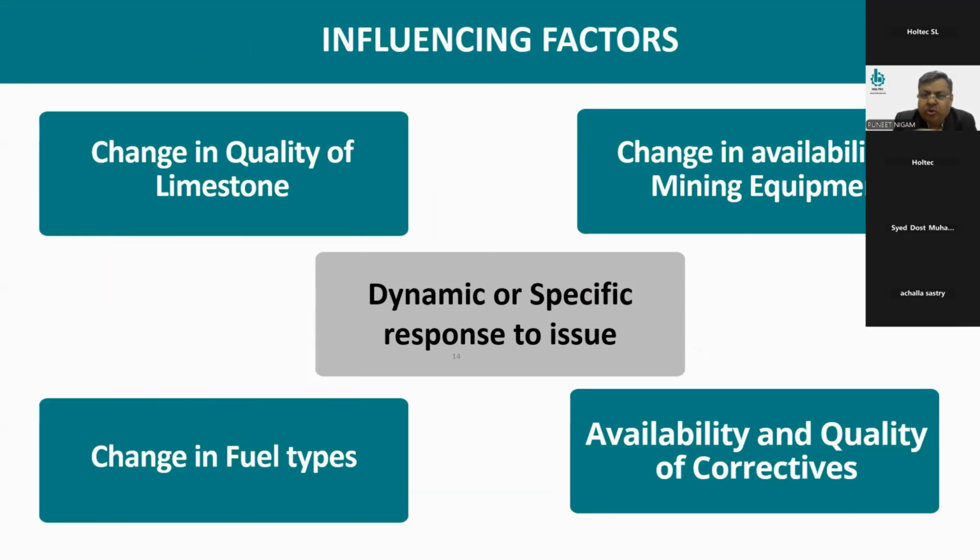Now, while doing these things, there are many factors which keep changing. So AI also takes these into consideration, like change in the quality of the limestone, because what we are predicting and what we are blasting, there is still change. Change in the availability of mining equipment, and change in the fuel types also: some AFR, sometimes pet coke, sometimes coal, Indian coal, foreign or imported coals, and then the availability of correctives. Sometimes laterite is available, sometimes iron, sometimes clay. So these are dynamic scenarios, and AI takes this dynamic scenario into consideration. We give this in the data, so that based on that it moves.